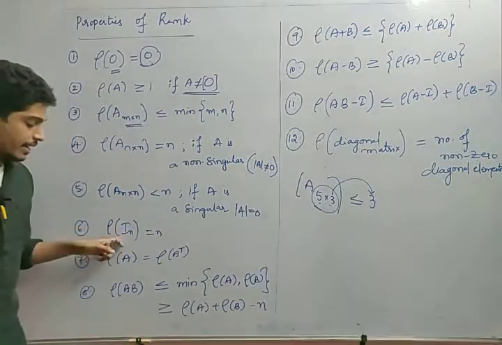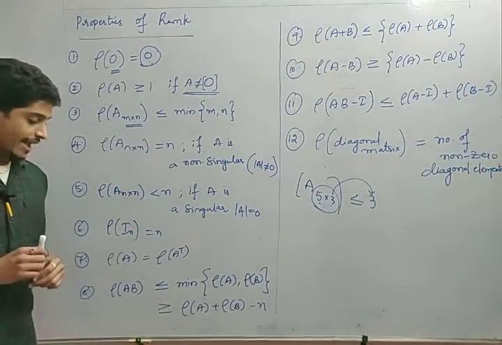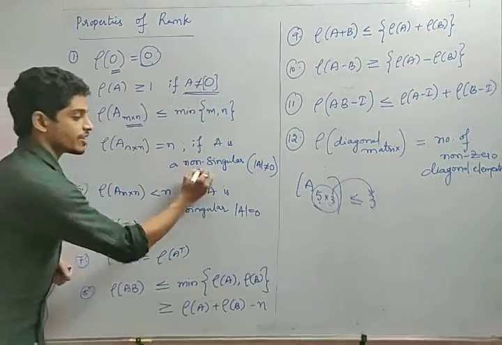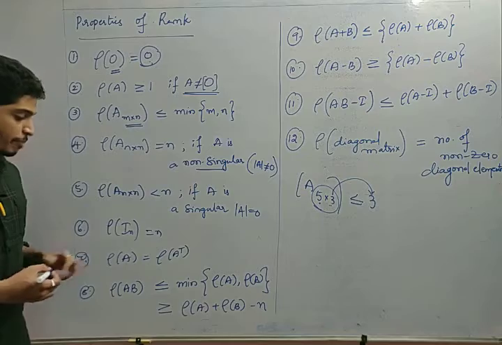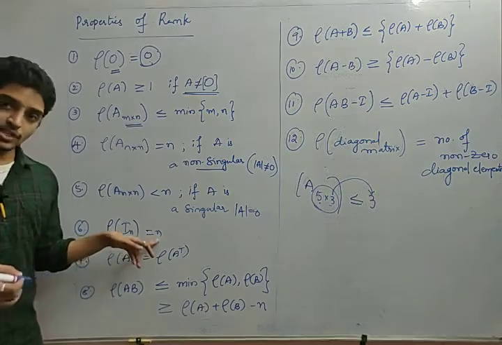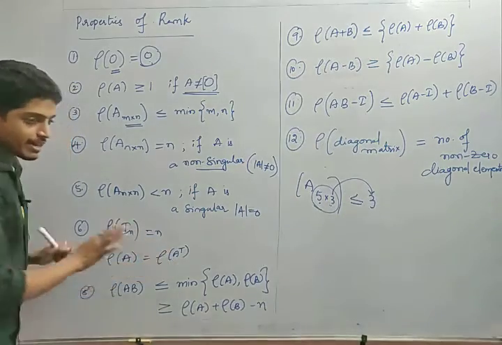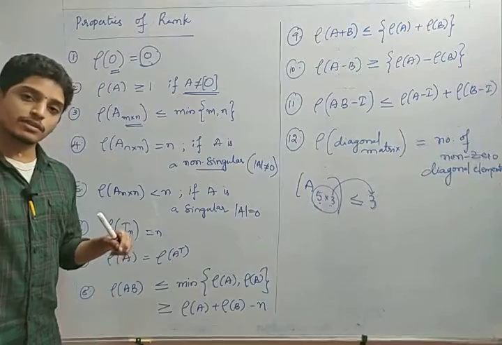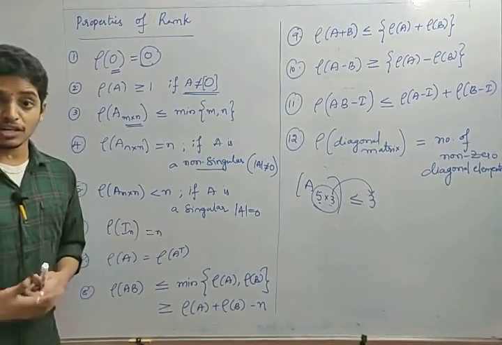Next one: the rank of the identity matrix is always equal to n, because the identity matrix is always non-singular. The determinant of the identity matrix is 1, so the identity matrix rank is nothing but its order. Fine. Next, the rank of a matrix and the rank of its transpose are the same. If you find the rank of the matrix and then find the rank after doing the transpose, both are the same.